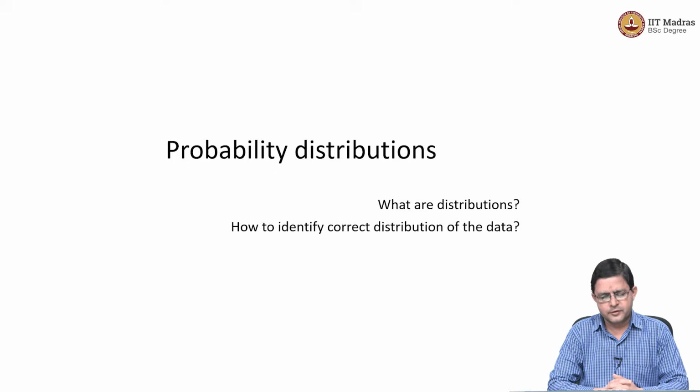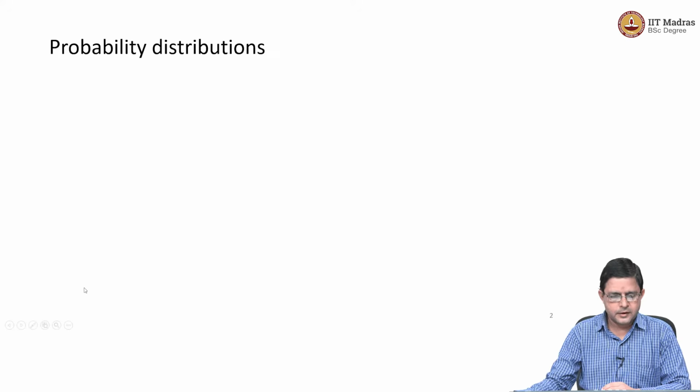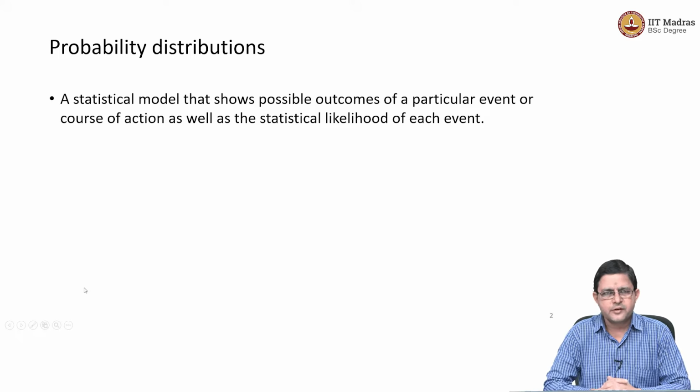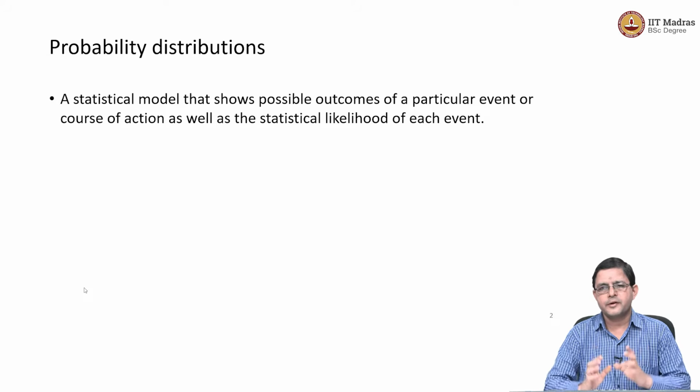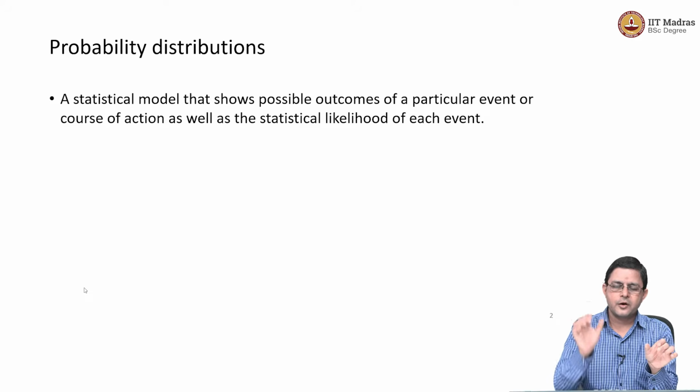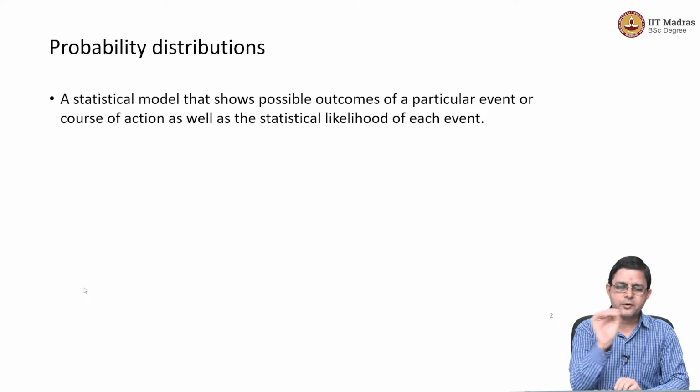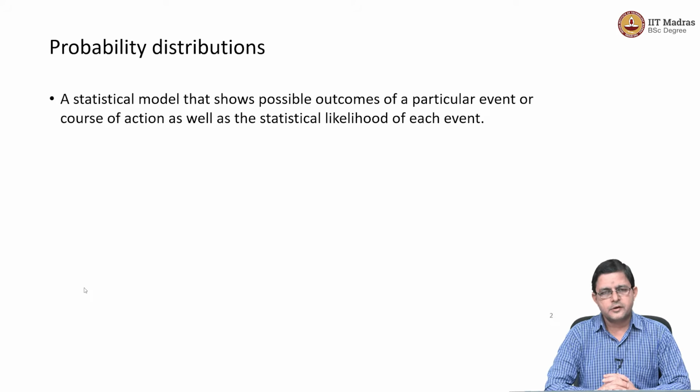What are probability distributions? We already have discussed it in other courses, but what do we recall as probability distributions? Essentially, probability distributions are some kind of statistical model that shows possible outcomes of a particular event or course of action that event may take, right. So, essentially probability distributions for a discrete random variable may look like all the possible values of the random variable along with the corresponding probabilities that the random variable will take on that particular value. And for continuous distributions, we generally represent that by a density function.